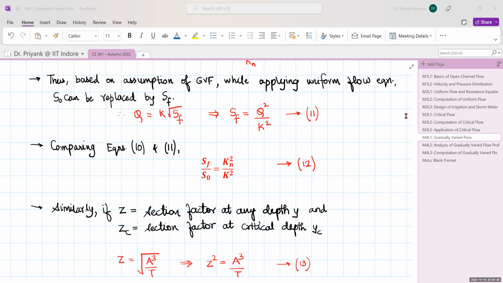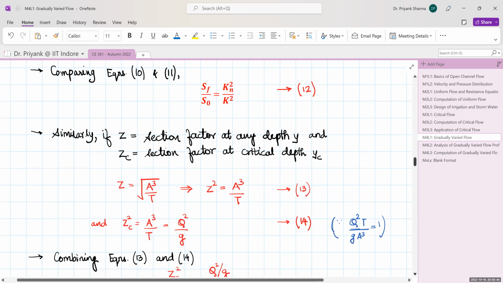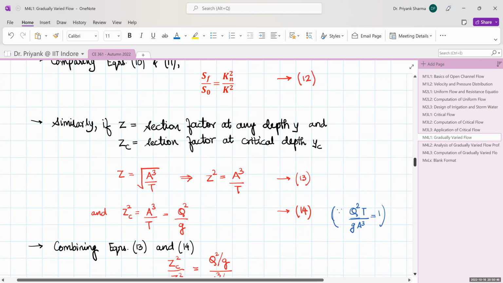Now let us compare these equations, and we get SF by S naught is equal to Kn square upon K square. So this is equation 12. We are just keeping it aside. Now we'll move on to the next part, then we'll use that later.